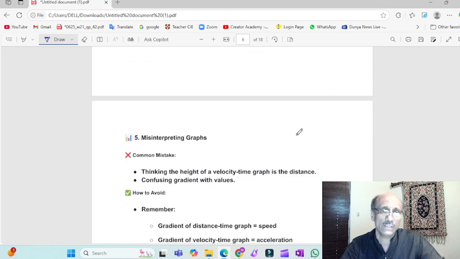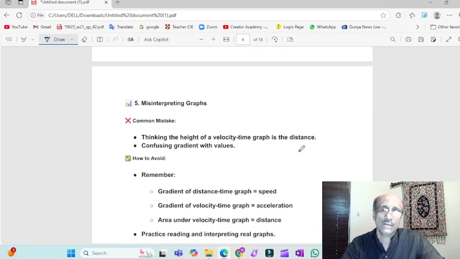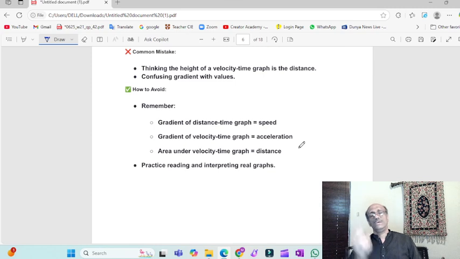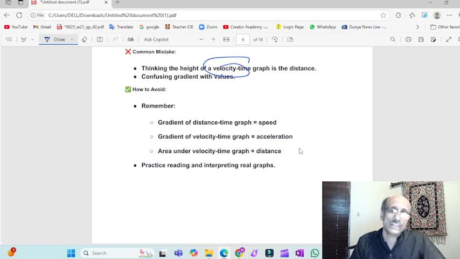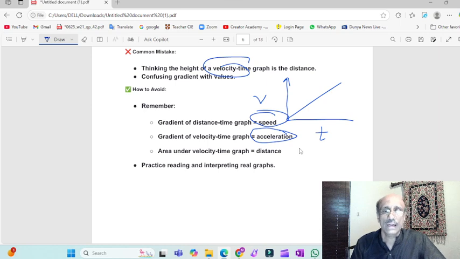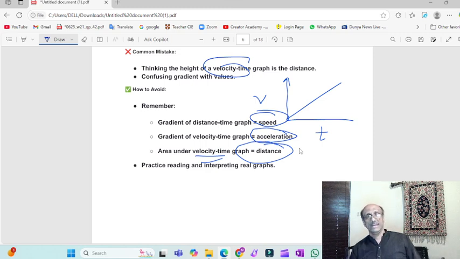Then the next one is the common mistake. Again, you have to understand what sort of graph is given, whether it is a velocity time graph or a distance time graph. So in order to calculate the gradient, you must know what the gradient of the VT graph will be. VT graph gradient will always be acceleration, and then the distance time graph gradient is the speed. And how can we calculate the distance from the VT graph? We will calculate the area under the graph by applying the formula related with that particular diagram.